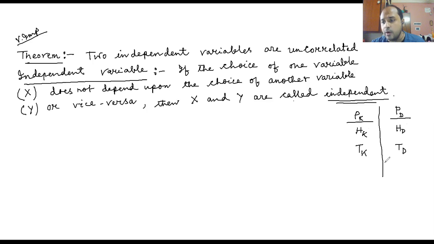Now these are the outcomes these people are getting, but one outcome is not dependent upon the other, because you cannot say that if this person gets a head in his coin, that person will also get head in his coin. So these are not related to one another, they are called independent variables. Independent variables are those where the choice of one variable is independent of the choice of another variable. So the theorem says that whenever there are two independent variables, they are uncorrelated.